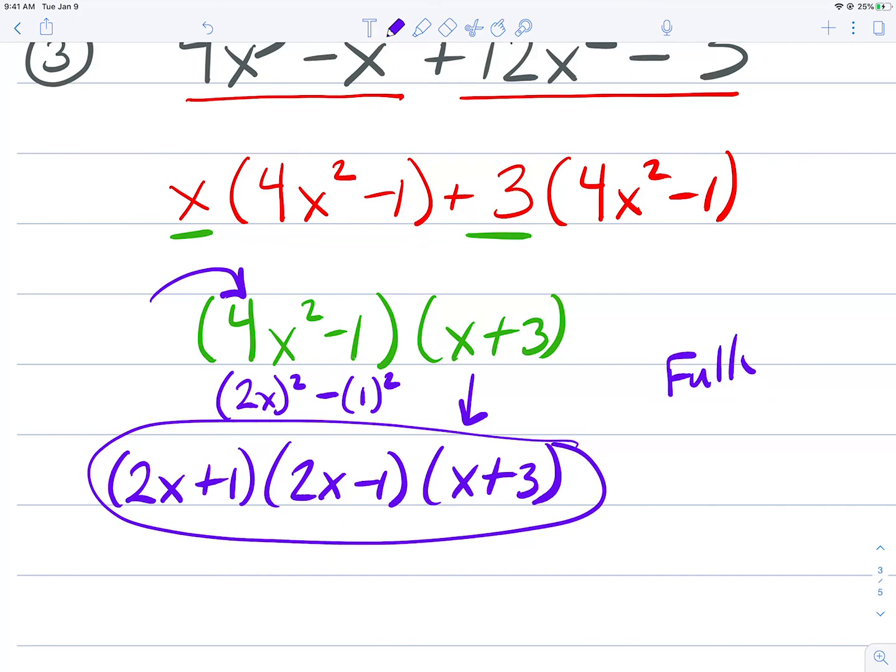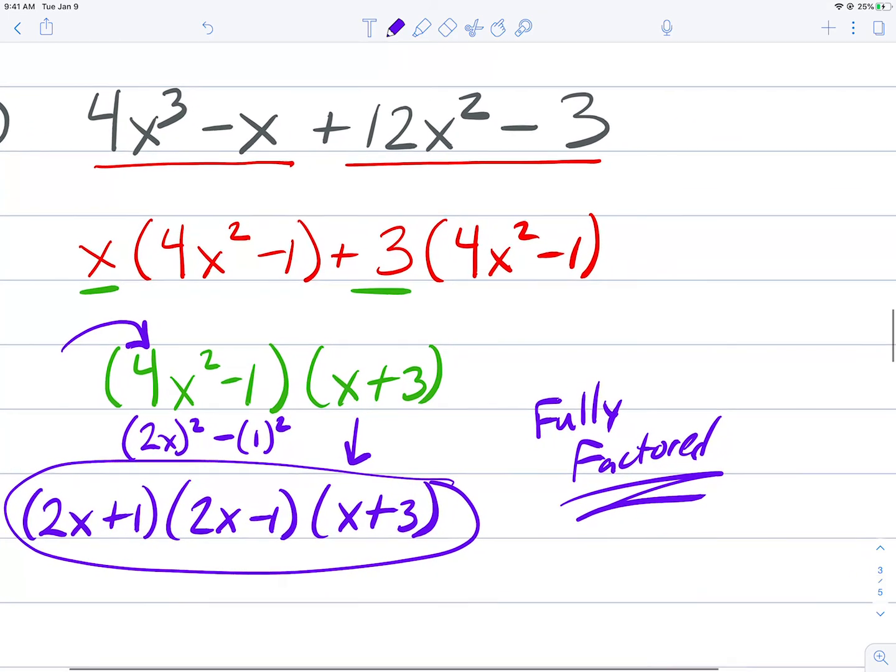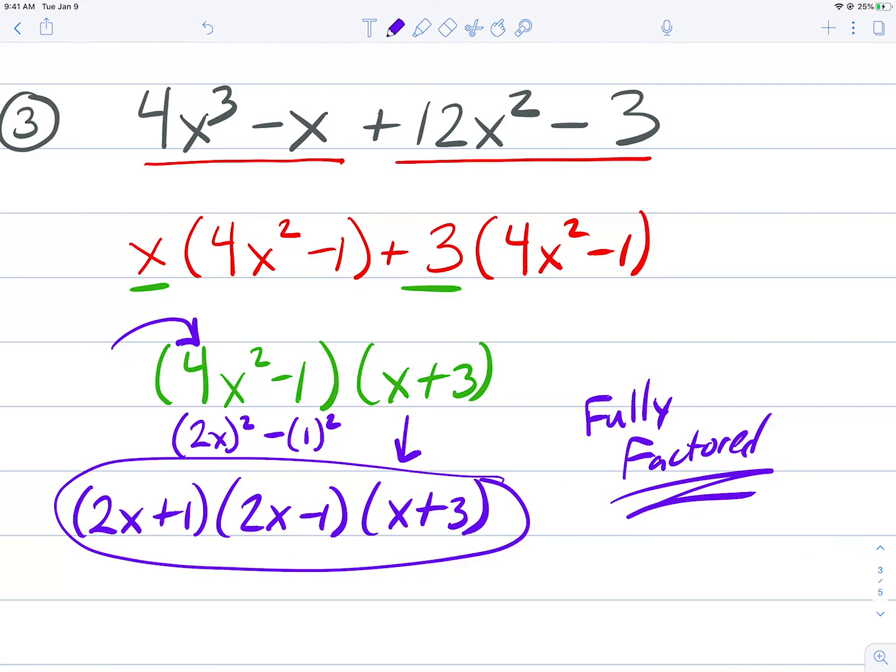So that whole idea, it needs to be fully factored. So just because you factored it once doesn't mean that it can't be factored again. So double check that you do not have a difference of two squares. They don't all have a difference of two squares, but some of them do. Now, one more thing I want to say about the answer is those three pieces can be in any order. So just because my answer says 2x plus 1, then 2x minus 1, then x plus 3, doesn't necessarily mean yours can't be in a different order. As long as you have the same pieces, your answer is correct.